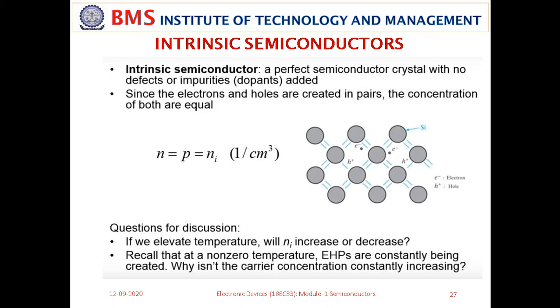Sir, it should remain same because we are not doping. We are not adding any impurity or any other material in it. We are just increasing the temperature. It's changing its position from the valence band to the conduction band. So what we are trying to say is Ni is nothing but intrinsic concentration. If you look at this Ni equation, it is equal to the electron concentration as well as the hole concentration. And the question is, if temperature is raised, whether Ni increases or decreases?